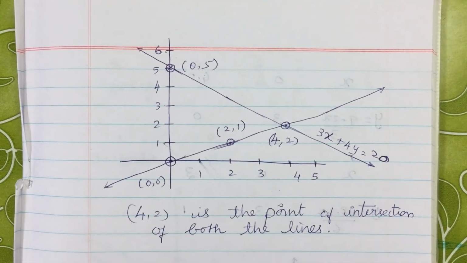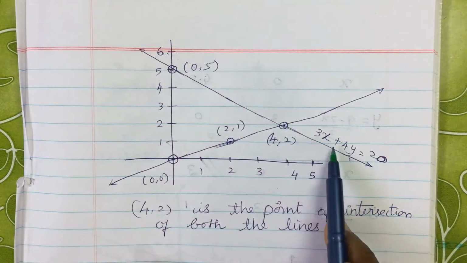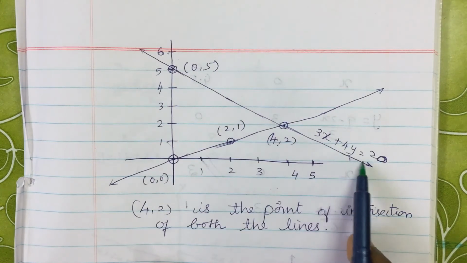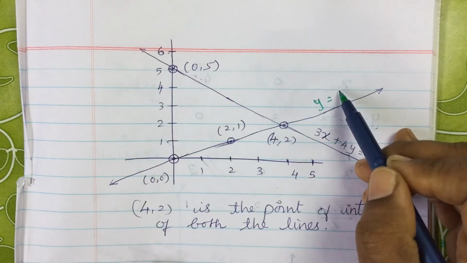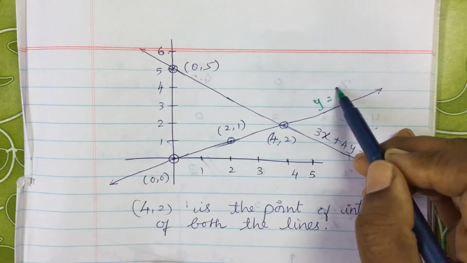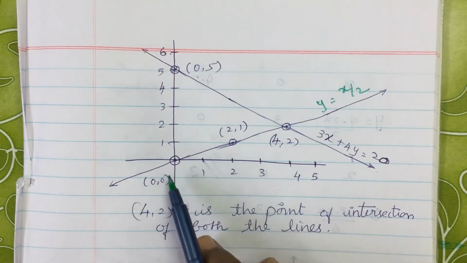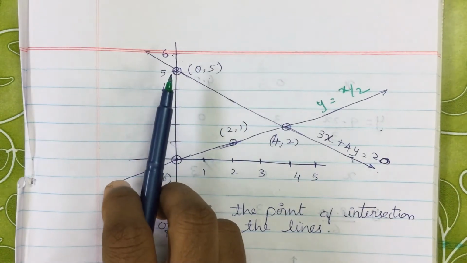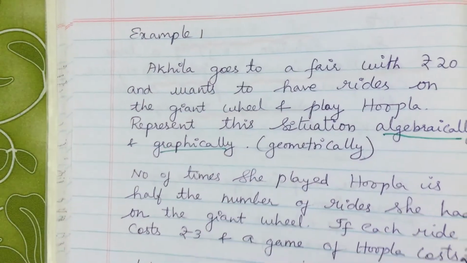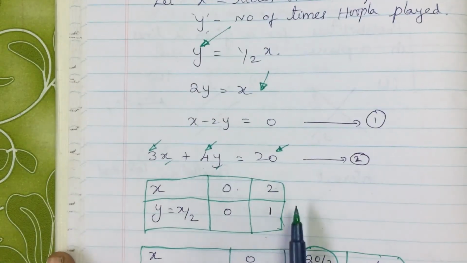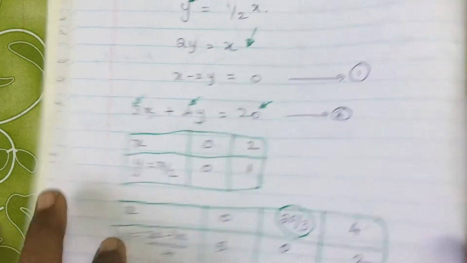So now I have plotted the points. These are the points for the equation 3x plus 4y equals 20. This is your second equation, and your first equation is y is equal to x by 2, half of x. I have marked all the points over there. For the first equation, I got 2 points: one is (0, 0) and another one is (2, 1). And for the second equation, (0, 5) and (4, 2).